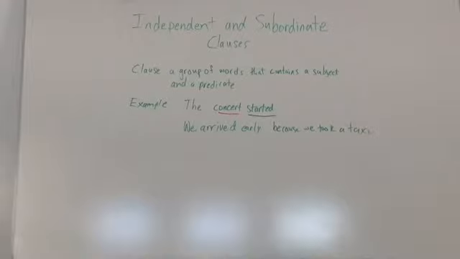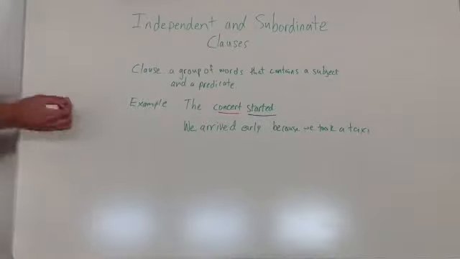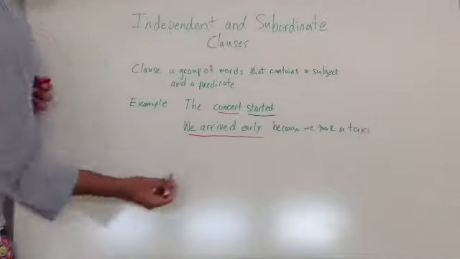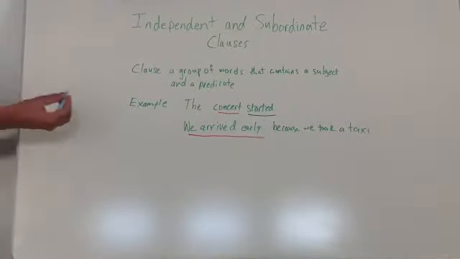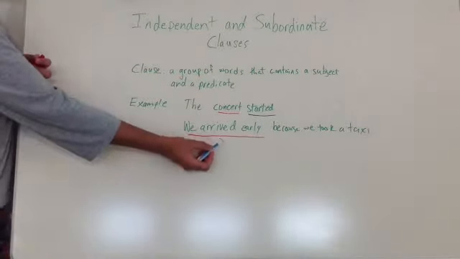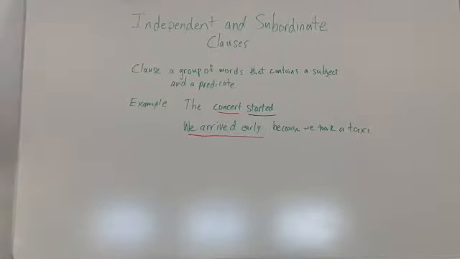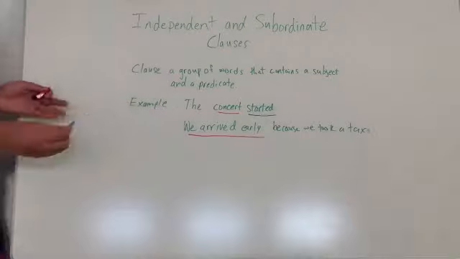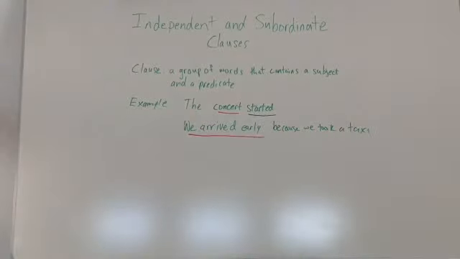This sentence, we arrived early because we took a taxi. Even though it is a complex sentence, it still has an independent clause, which is, we arrived early. This is because we is the subject and arrived is the verb, as a clause contains a subject and verb, and we arrived early expresses a complete thought.